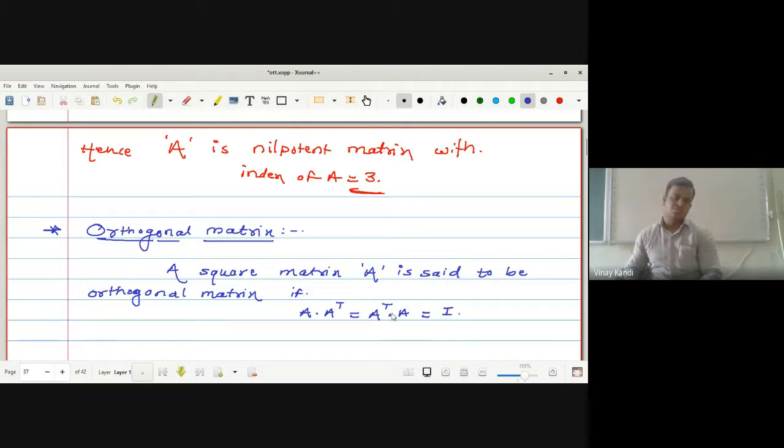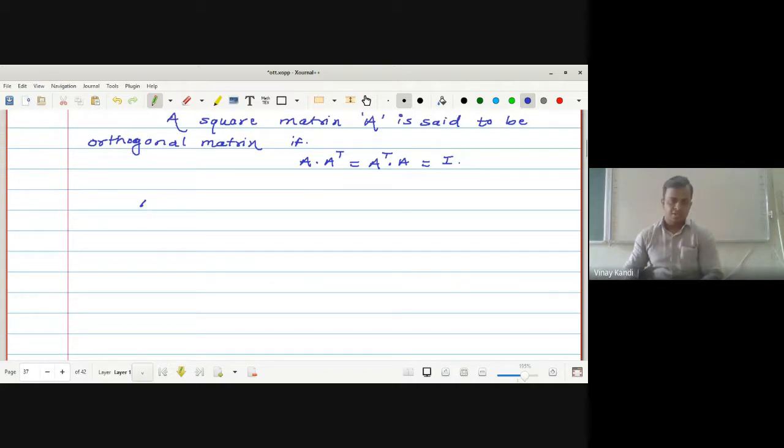What is the transpose of a matrix? Interchange row to the column and column to the row. Suppose A is the matrix 0, 2, 3, 4. What is the transpose of A? The first column becomes the first row: 0, 3, and the second column becomes the second row: 2, 4. So this is the transpose of matrix A.